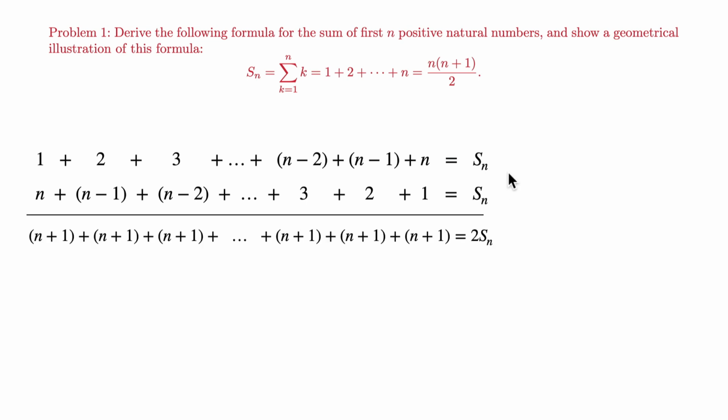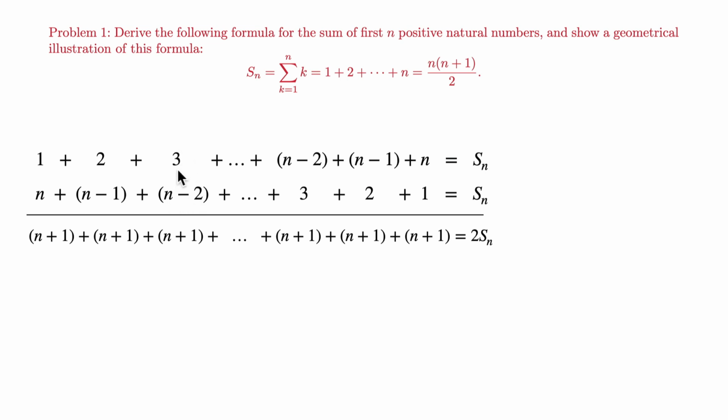So I do this, and at the right hand side I get twice my sum Sn, you see, and here if I add 1 plus n, I will get n plus 1. If I add 2 to n minus 1, I will get n plus 2 minus 1, which is also n plus 1.